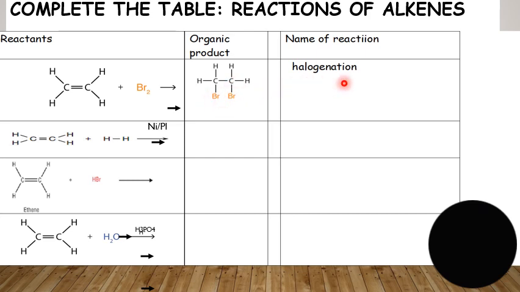This reaction is called halogenation. So what are you adding? You're adding a halogen. So you have the word halogen and then at the end you have ation, A-T-I-O-N.